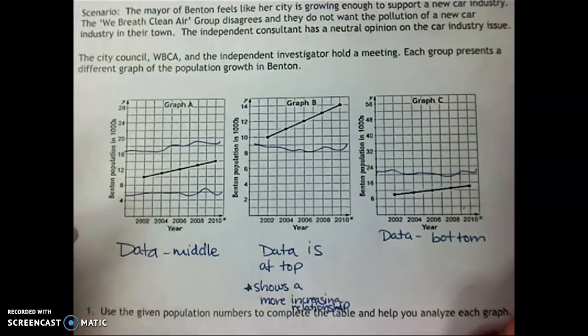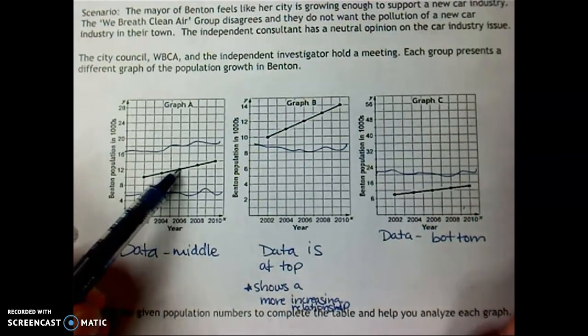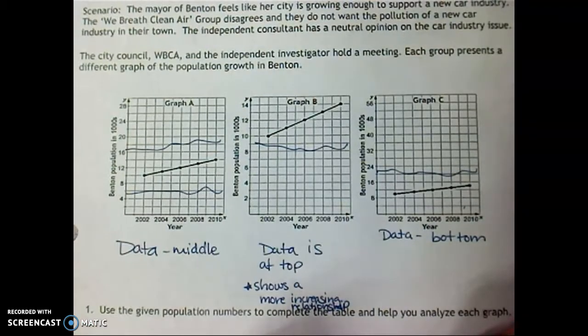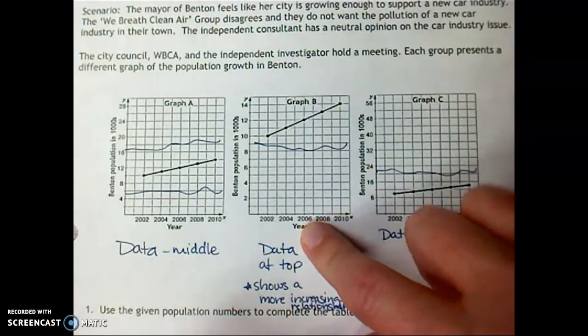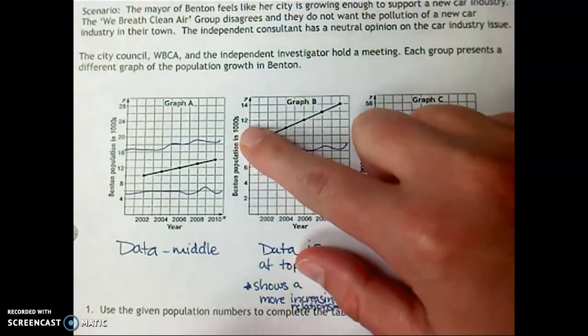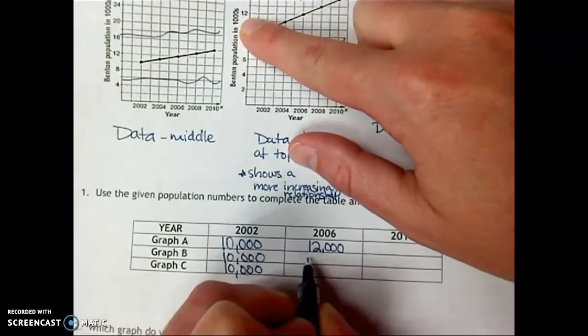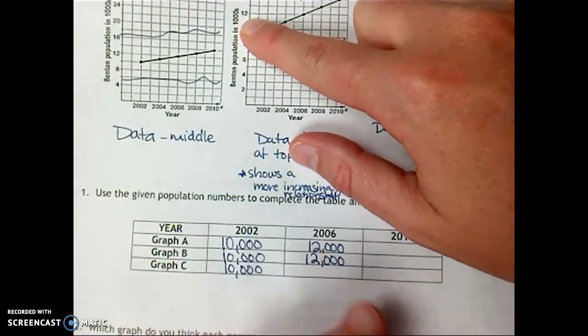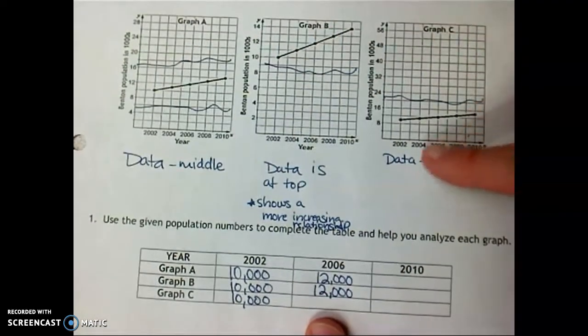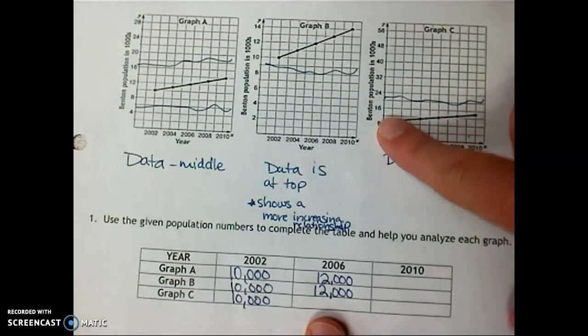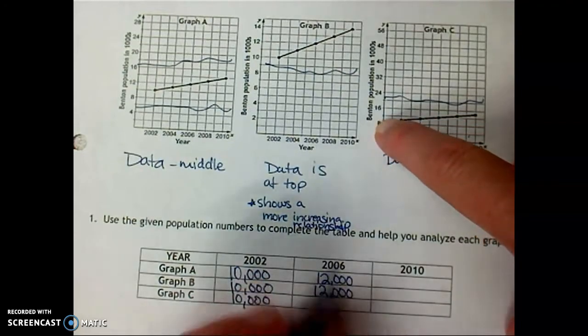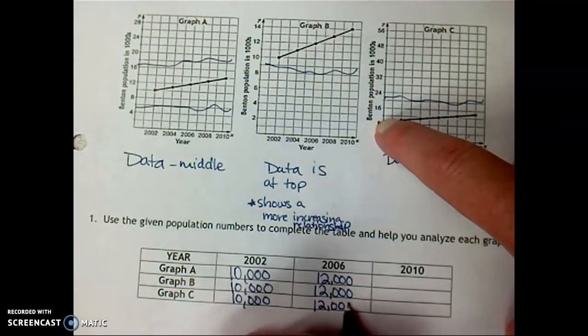All right, so for 2006 on graph A, we got 12,000. Okay, let's just make sure it is on graph B also, which it is. Okay, 12,000. And then on graph C for 2006, it's right there. It's going to hit the center, which is 12,000.